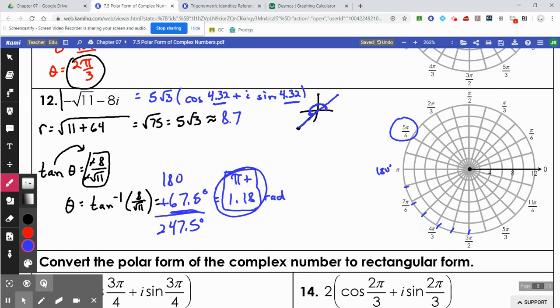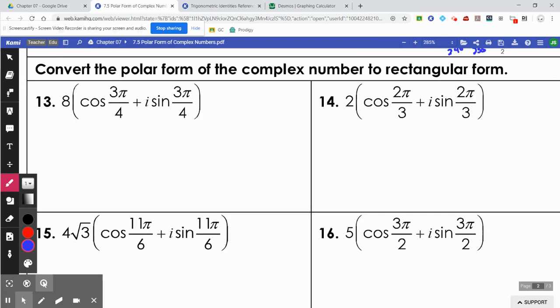So this would be like 195. This would be 210 and 225 and so on and so forth. Well, I'm looking for 247. So this would be 240. This would be 255. So I'm going to be somewhere between 240 and 255. 247 is going to be nearly right in between those two. And then I need to go out a radius of 8.7. Each tick mark counts 2, so I'm going to go out 2, 4, 6, 8, nearly 9. So I'm going to be somewhere, and this is not exact, but I'm going to be somewhere right around in there.